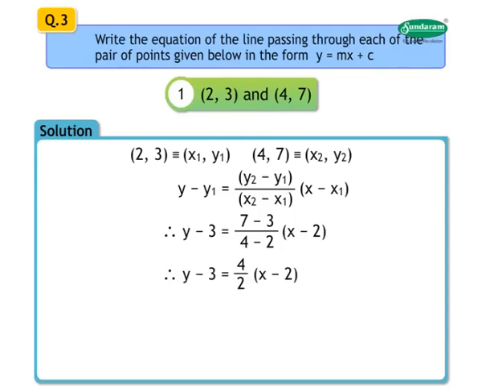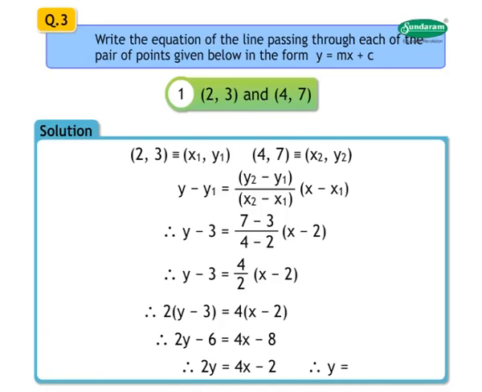Therefore, y minus 3 is equal to 4 upon 2 into (x minus 2). Therefore, 2 into (y minus 3) is equal to 4 into (x minus 2). Therefore, 2y minus 6 is equal to 4x minus 8. Therefore, 2y is equal to 4x minus 2. Therefore, y is equal to 2x minus 1.